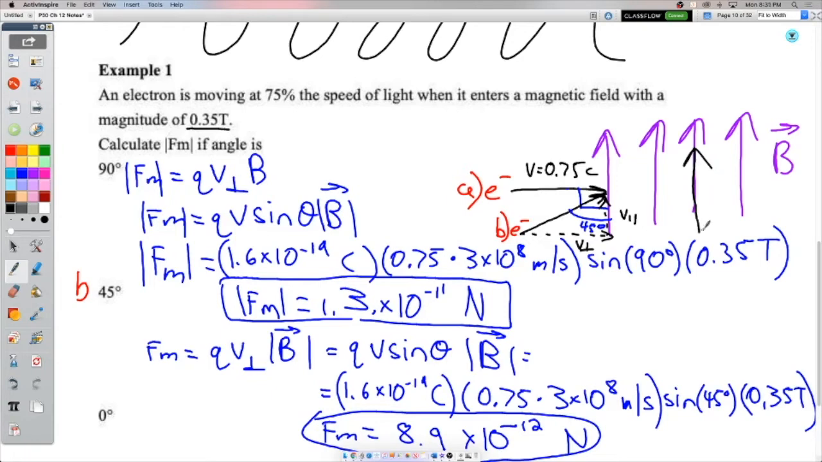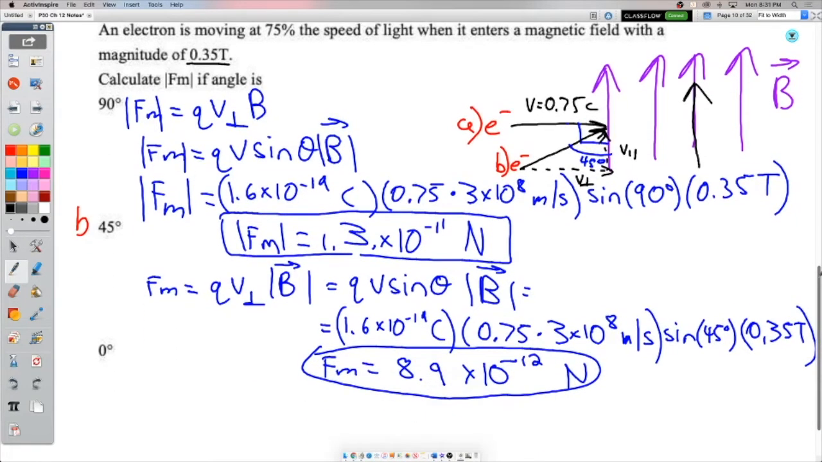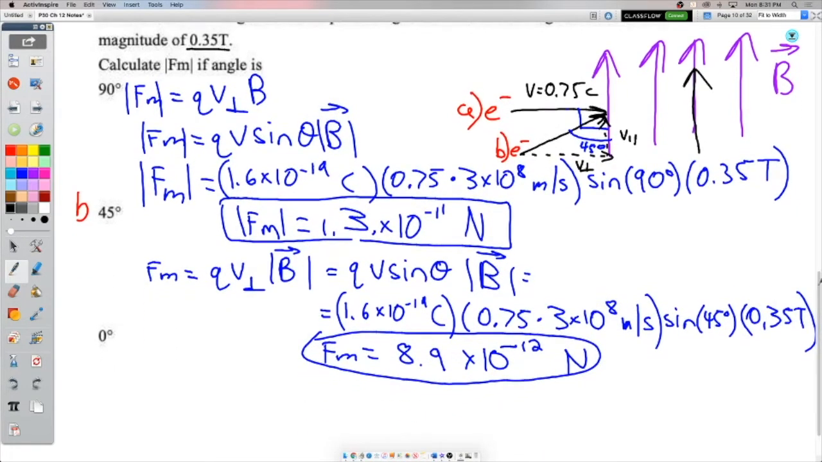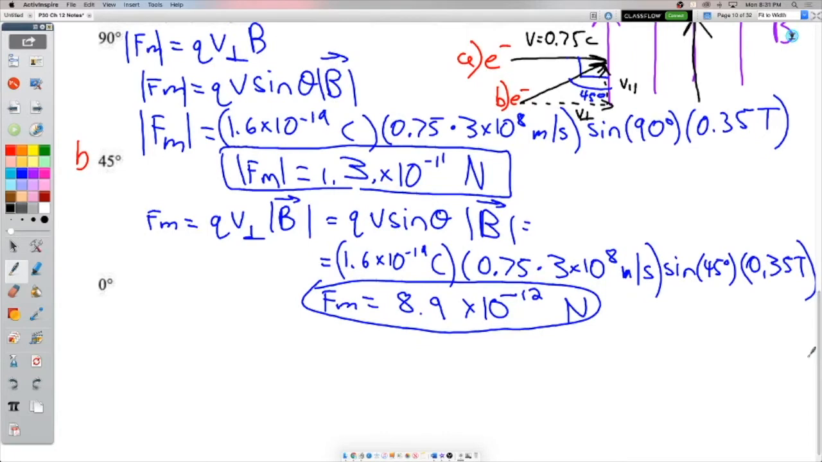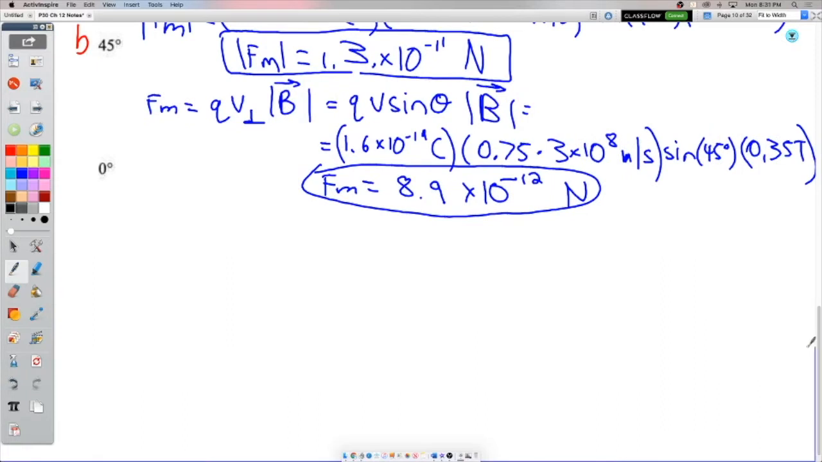So now, what's V perpendicular? What's the perpendicular component of its entry speed? Well, it's 0, right? If you can kind of tell from looking at it. Or we could also tell ourselves what's sine of 0? Well, you might know from math class, sine of 0 is 0.